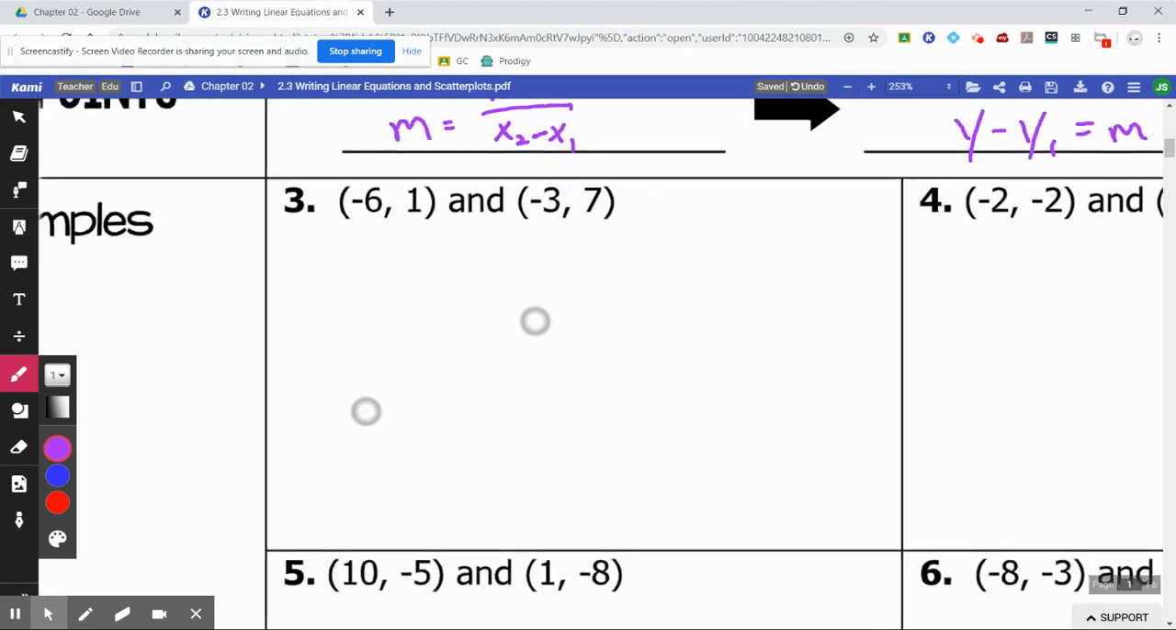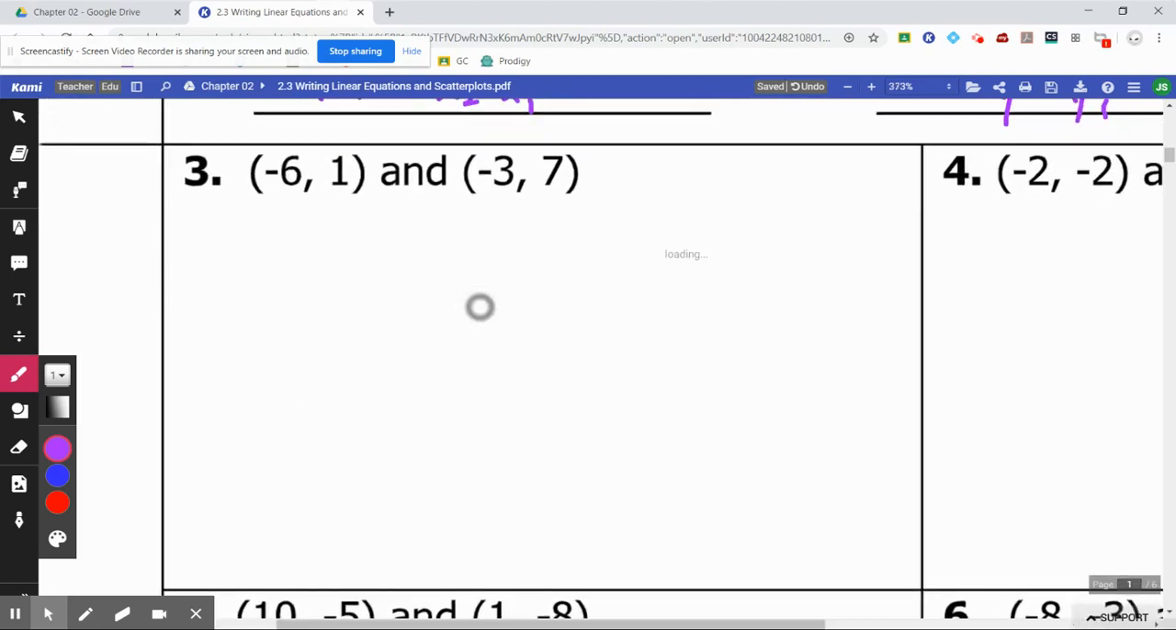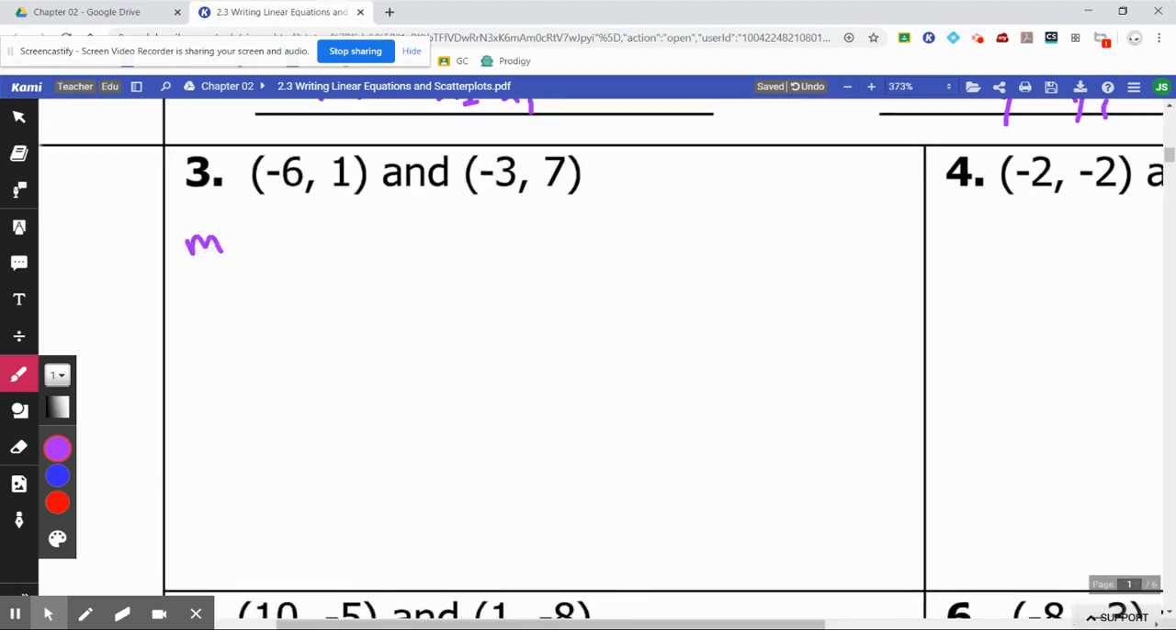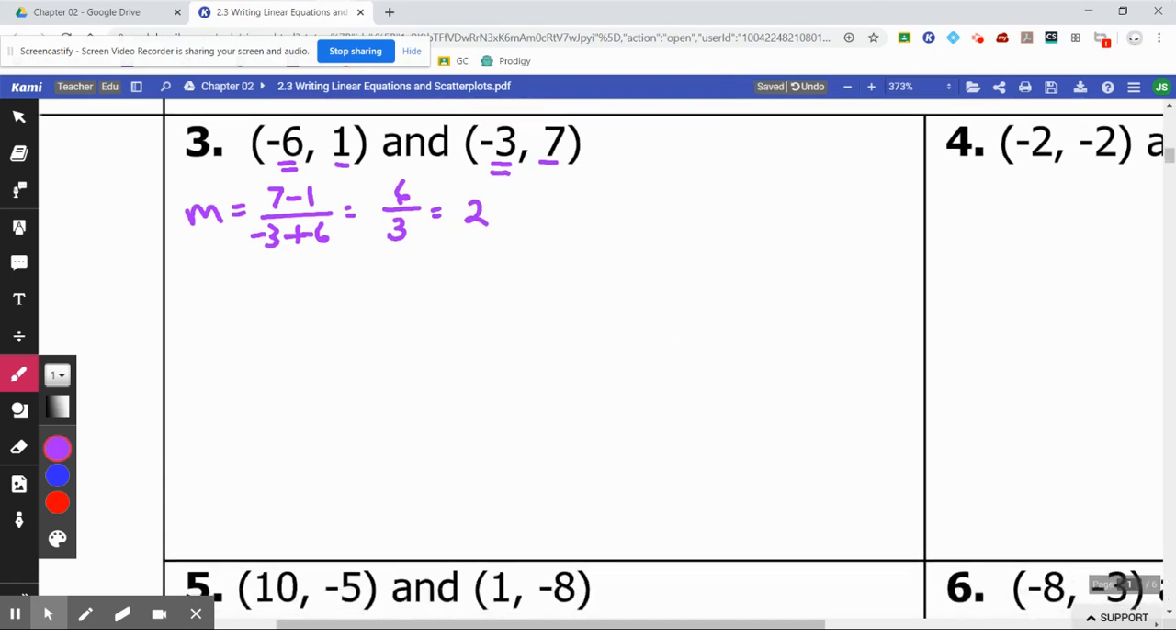So let's work some problems. Start out with your formula. You need a slope. So that's going to be y2 minus y1 over x2 minus x1, negative 3 minus negative 6. Minus minus is a plus. That's going to be 6 over negative 3, and 6 divided by 3 is 2. So there's your slope.